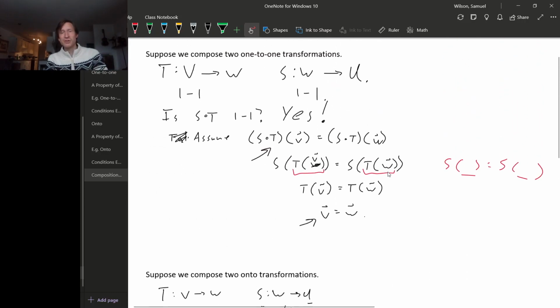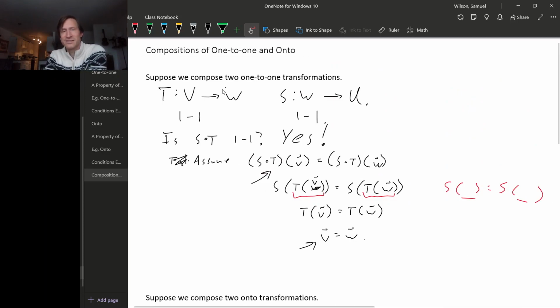Something that I should warn you about is that these don't mix. So if you have two transformations that are one-to-one, their composition is one-to-one. If you have two transformations that are onto, their composition is onto. But if you have one of each, it's possible that the composition is not one-to-one and not onto. On the other hand, it's possible that it is. So if you have a mix, there isn't really anything you can say about the composition being one-to-one or onto.